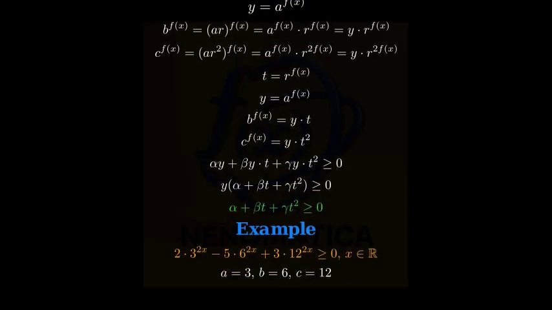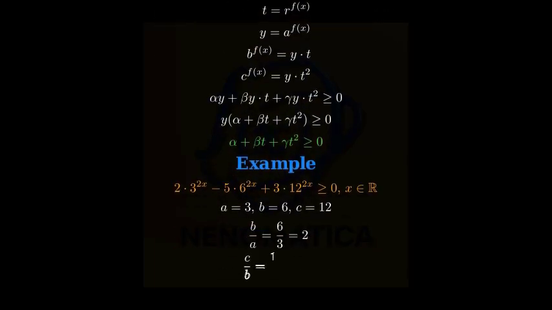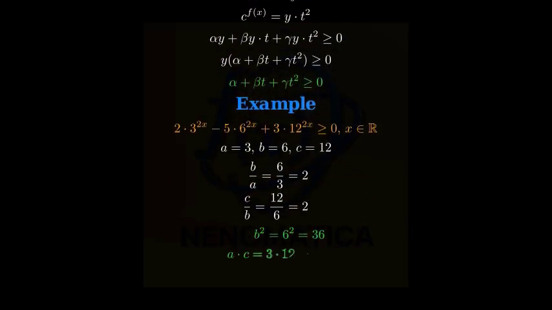We have a equals 3, b equals 6, and c equals 12. So b divided by a equals 6 divided by 3, which is 2, and c divided by b equals 12 divided by 6, which is also 2. We can also verify that b squared equals a times c. 6 squared equals 36, and 3 times 12 equals 36 as well. So, our bases do form a geometric progression.